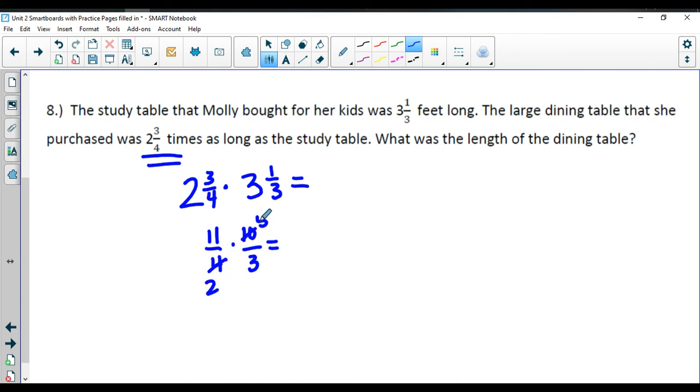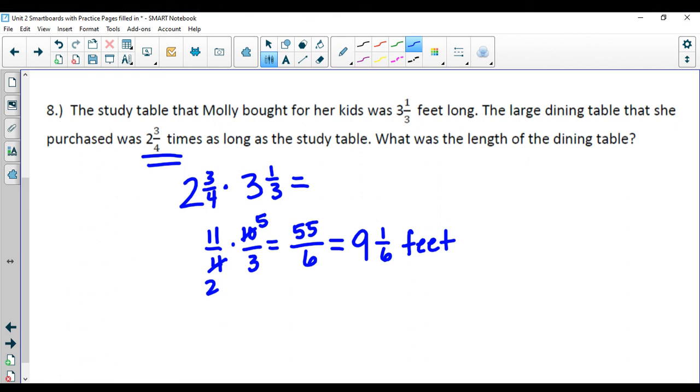Reduce. 11 times 5 is 55. 2 times 3 is 6. And because, again, this is a real world scenario, we want to go ahead and change this over. 6 goes in 9 whole times, and that's 6 times 9 is 54. So there's 1 remaining with the denominator of 6. And then we need to add the label of feet because that's the final piece with a real world example.